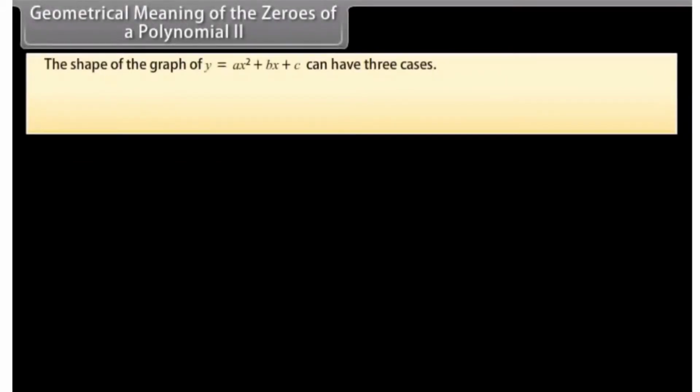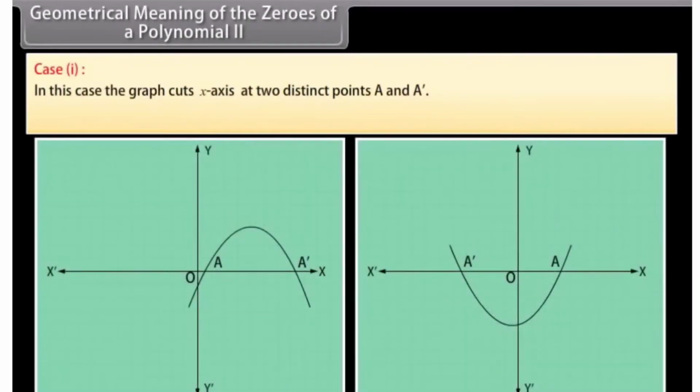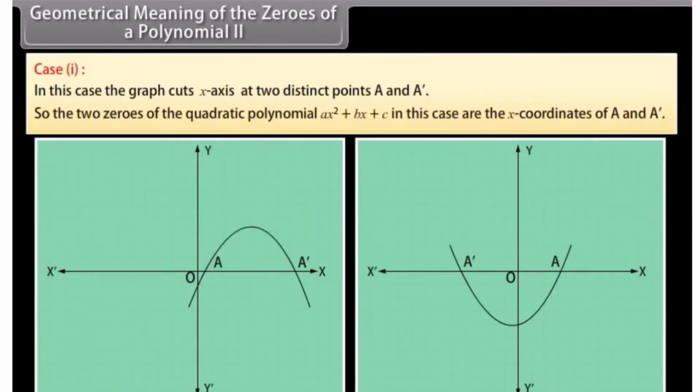Geometrical meaning of the zeros of a polynomial 2. The shape of the graph of y = ax² + bx + c can have 3 cases. Let's discuss them one by one. Case 1. In this case, the graph cuts x-axis at 2 distinct points A and A bar. So the 2 zeros of the quadratic polynomial ax² + bx + c in this case are the x-coordinates of A and A bar.